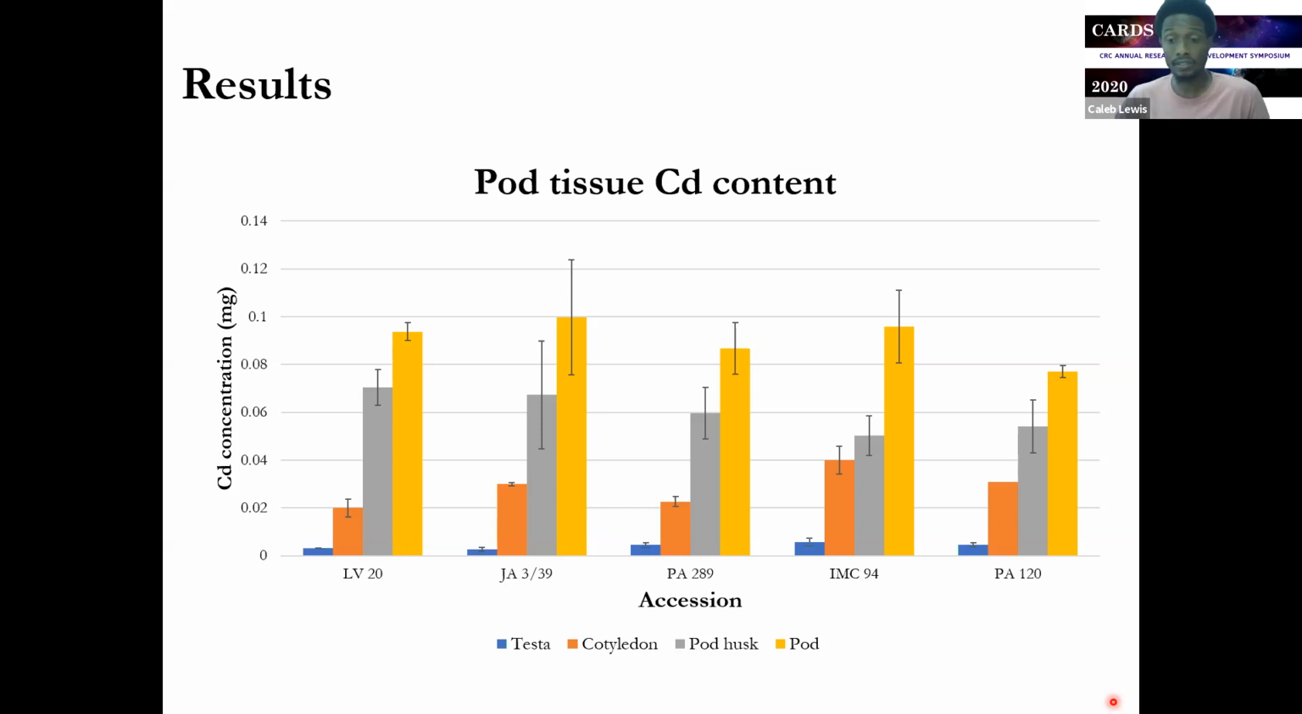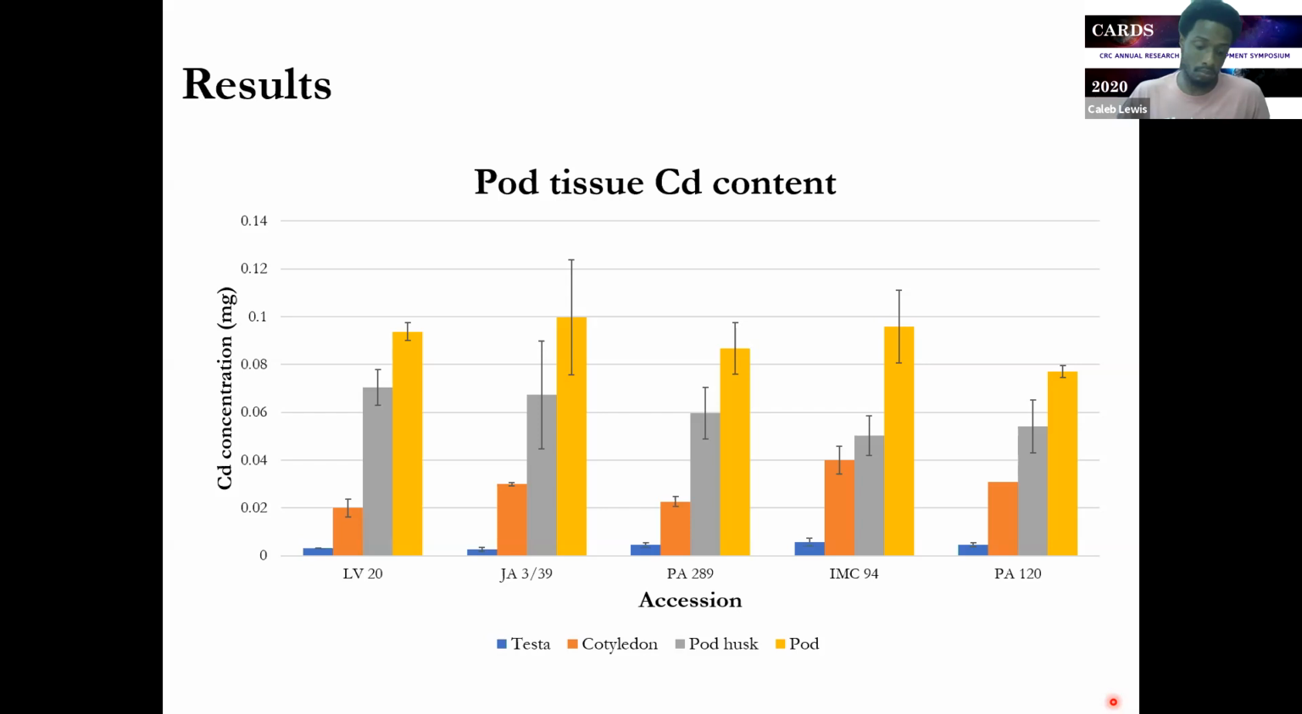So as we can see, there is variation in cadmium distribution between varieties. If you look at IMC 94, the concentration of cadmium in the cotyledons is almost the same as the concentration of cadmium in the pod husk. Whereas PA 289, there's a large difference where the pod husk has a lot more cadmium in it than the cotyledons. During pod development, the pod husk would develop first, and then the beans would develop later on in the pod development cycle.